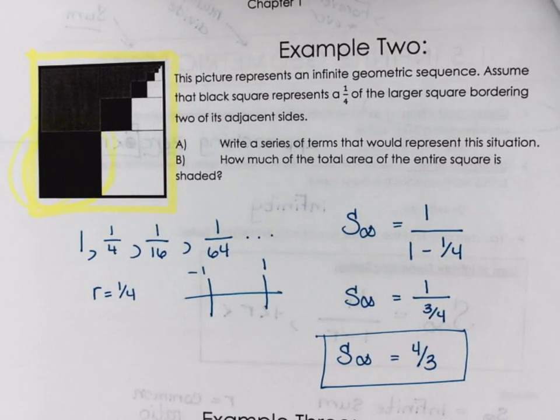Brilliant. So how will you know if you use an infinite geometric sum or a geometric sum? You're going to look for the words goes on forever, pattern continues infinitely. So you're going to look for words that mean it goes on forever and ever and ever.